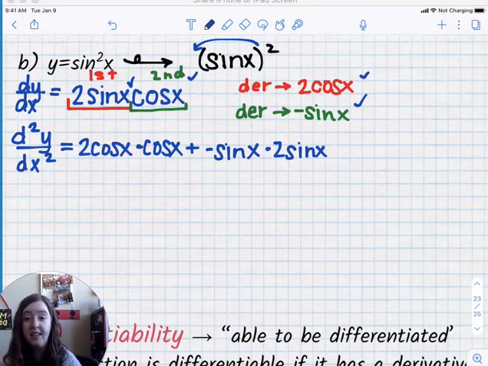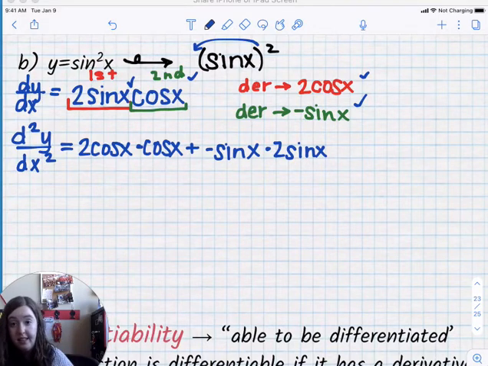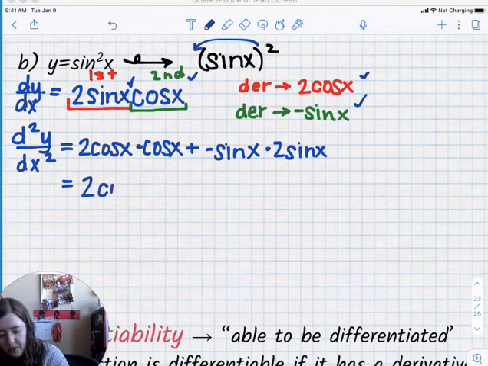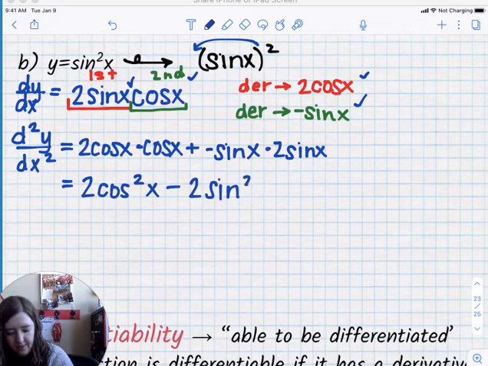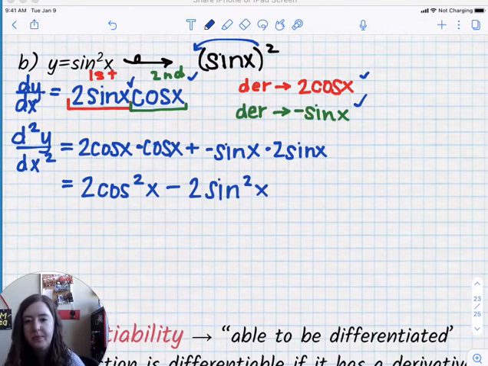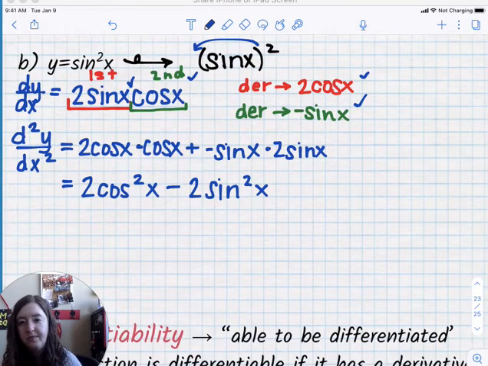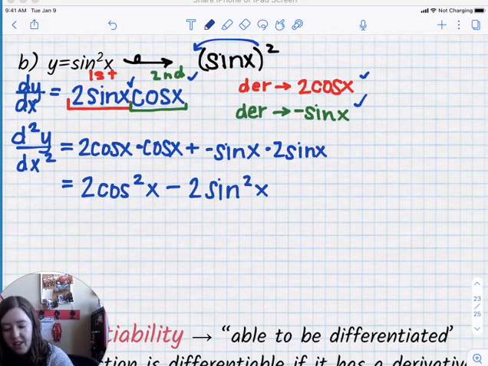Now, since we're going to have to take the derivative of this again, I'm going to go ahead and clean this up. So this is 2 cosine squared x minus, because remember we have a negative sign times 2 sine of x, so we have minus 2 sine squared x. Cool, now let's find the third derivative.